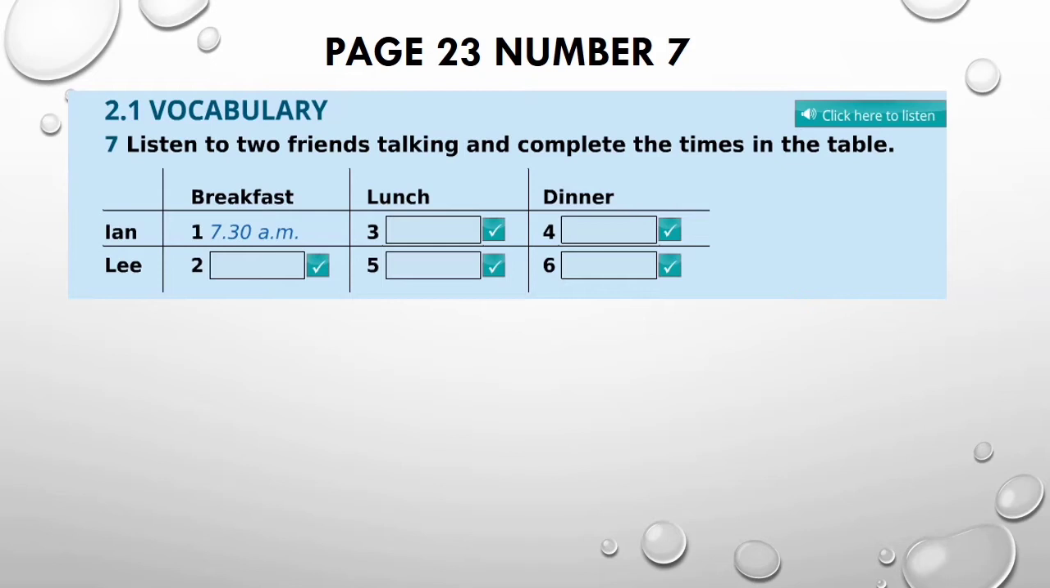Ian, what time is breakfast in your house? 7:30 usually. In my house, it's at 7 o'clock. What about lunch? Lunch is at 1:15 and dinner is at 6 o'clock. What about you? Lunch is at 1 o'clock in our house, and dinner is at 6:30. What's a typical breakfast for you? A typical breakfast. Toast and butter, milk and breakfast cereal. What about you?